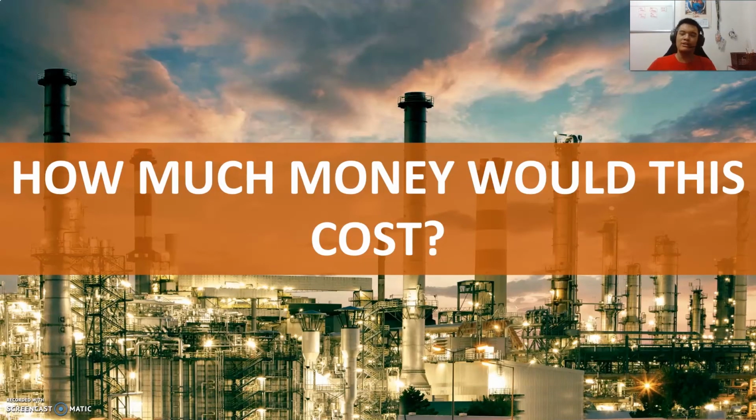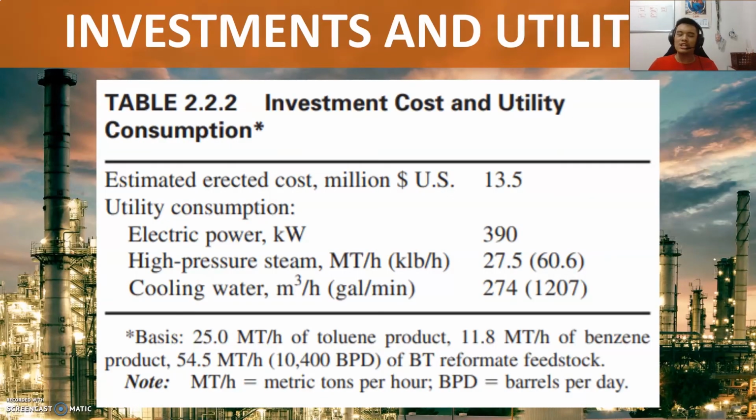Noting the equipment, noting the process, noting the theory, we must all ask ourselves the very realistic question, how much money are we talking about here? If you're an investor trying to further improve this process design, or you are the designer who wants to design something similar to the sulfolane process unit, how much money are we dealing with here? In terms of investment and utilities, table 2.2.2 summarizes that information. In terms of construction, it costs 13.5 million US dollars, quite a hefty sum.